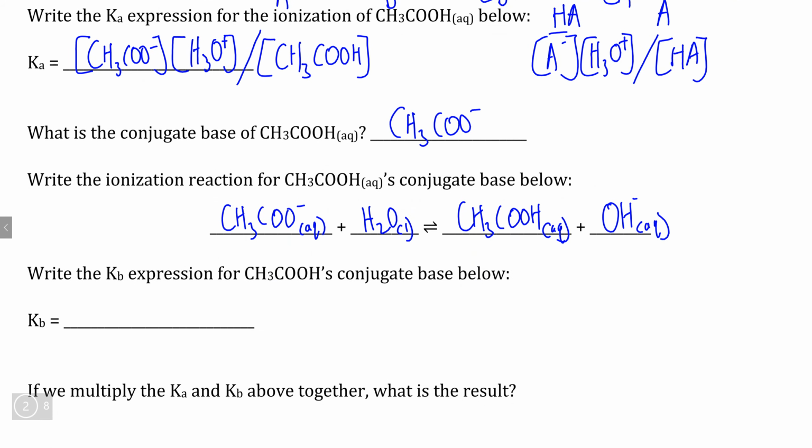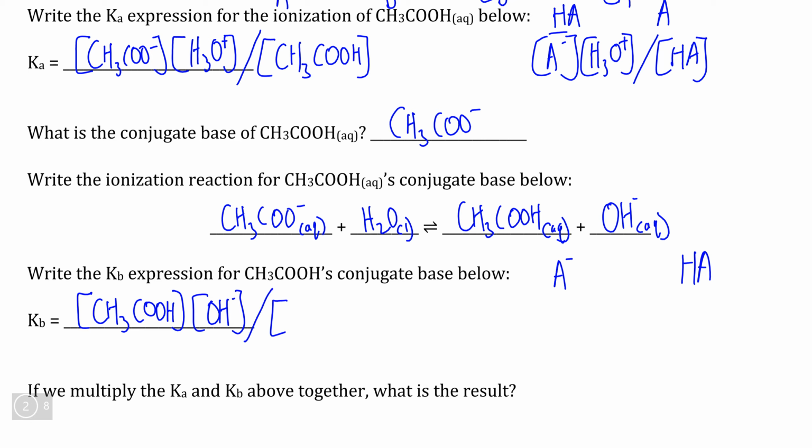So if we wanted to represent this in a generalized form, remember that we're starting with the conjugate base, A-, and then this is going to ionize with water in order to get us the acid back. So our specific Kb expression for the ionization reaction of acetate is going to look like this, where we have the concentration of acetic acid times the concentration of OH- divided by the concentration of our conjugate base, like so.